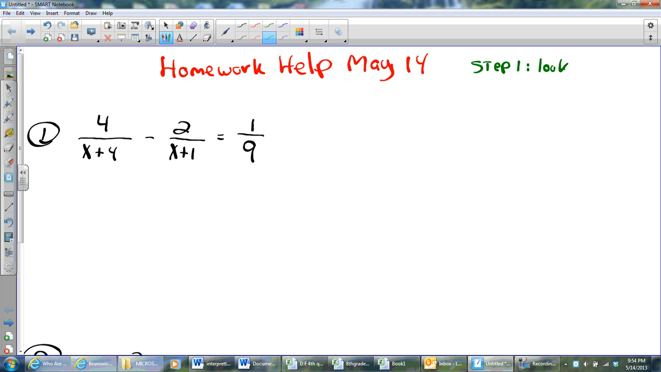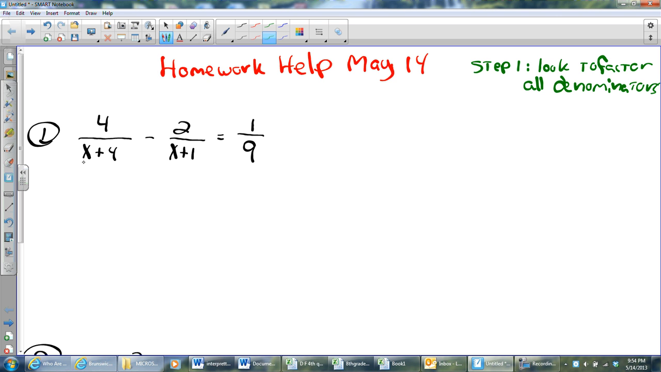So if you need steps, I'm going to put step 1: look to factor all the denominators. It doesn't mean all the denominators will factor, but some of them might. And if they do, you want to factor them.